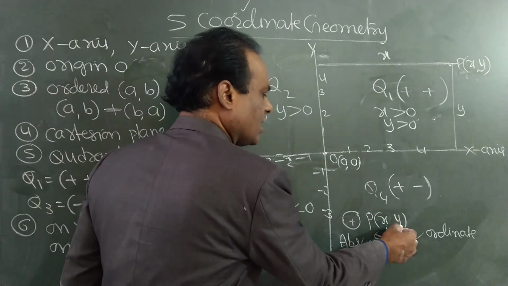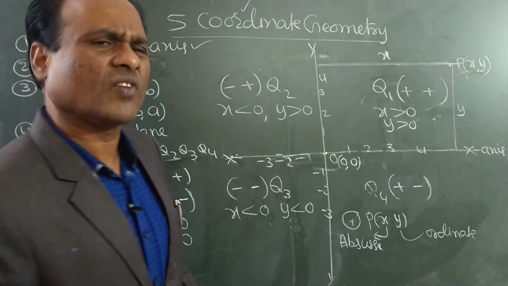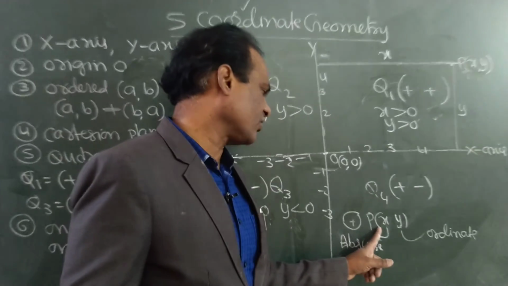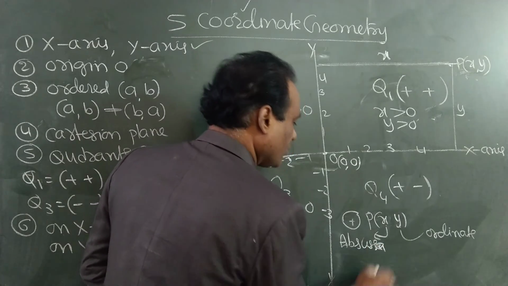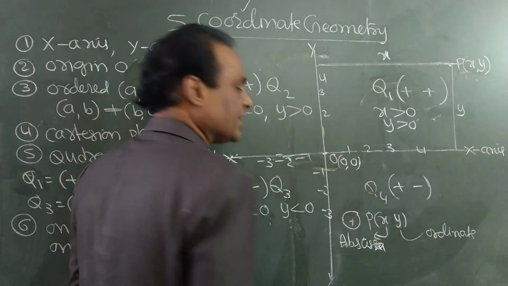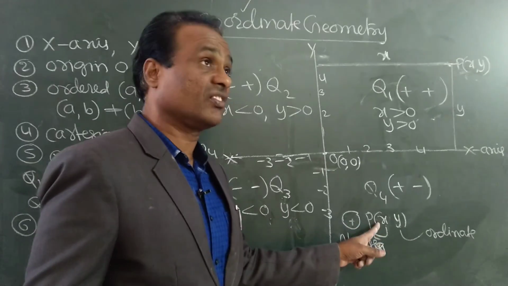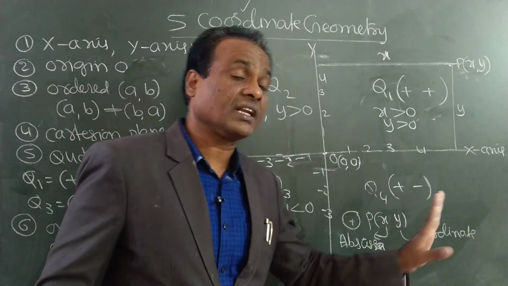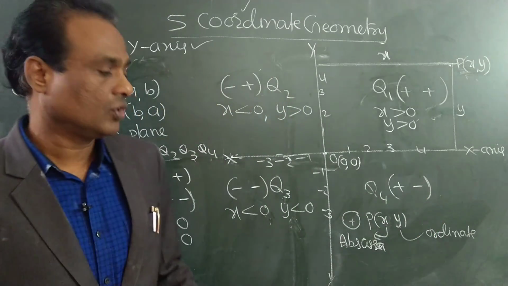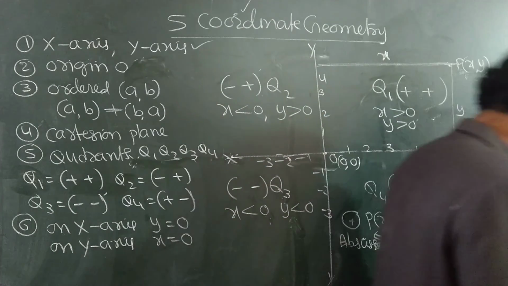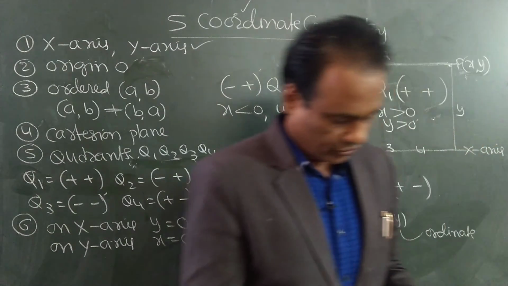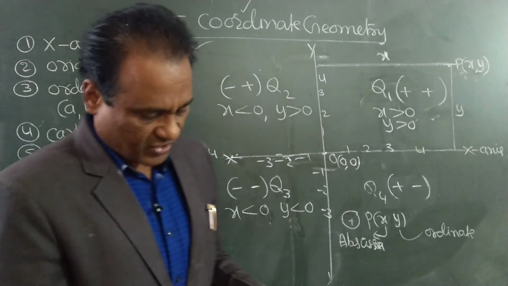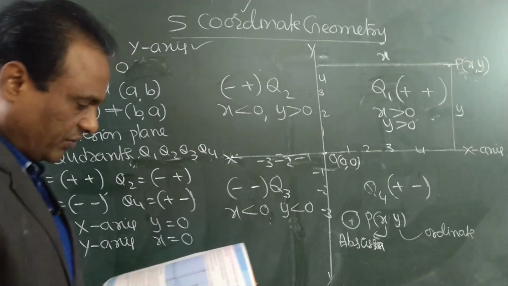But in most problems I use the word y coordinate only. I called this as x coordinate, this as y coordinate. But even these terms abscissa and ordinate we can use. X coordinate is called abscissa, y coordinate is called ordinate, like this. So complete concepts I explained. So this chapter is over. Even I did the revision also.